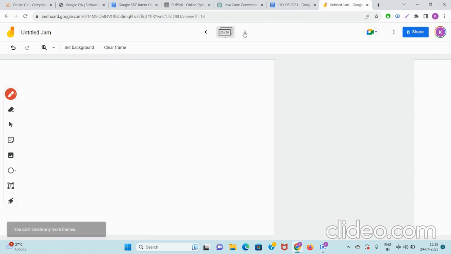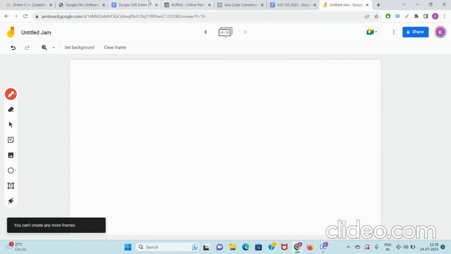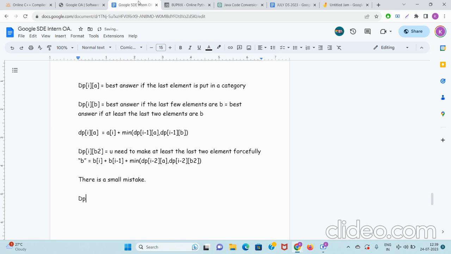dpib2 is only considering even number of b elements. Even number of b elements. Now this is very interesting.